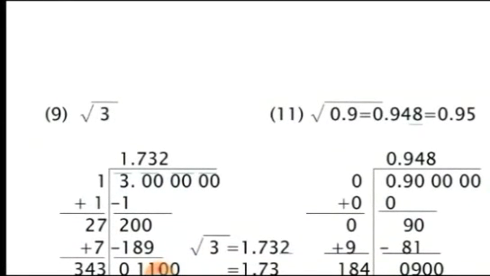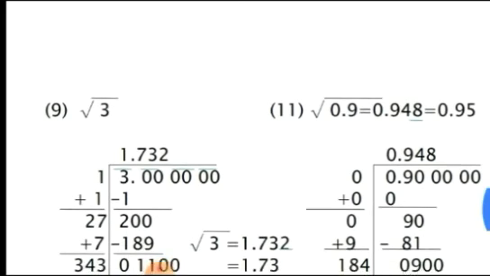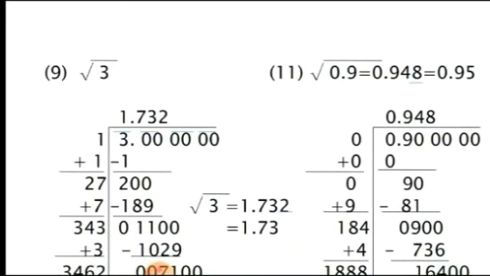Question number 9. Find the square root of 3 up to 2 places of decimal. Here it is telling 2 places, that means you find 3 places. Then you round off the last digit or last place. For the square root of 3, first you write 3, then put the decimal, then you make pairs of zeros. 1, 2, 3 pairs you make.